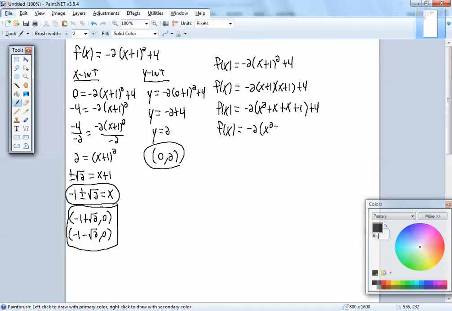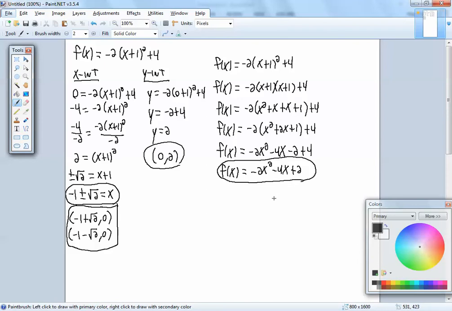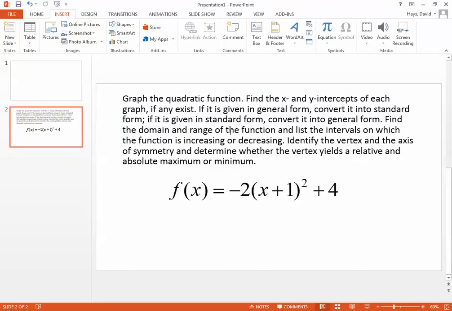Combine some like terms, x plus x is 2x, plus 1, plus 4. And then if I multiply the -2 through, -2 times x squared is -2x squared, -2 times 2x is -4x, -2 times 1 is -2, plus 4. So it'll give us -2x squared minus 4x. -2 plus 4 is 2. And that's our general form. Find domain and range and the intervals in which it's increasing, decreasing. We'll ignore that for now.